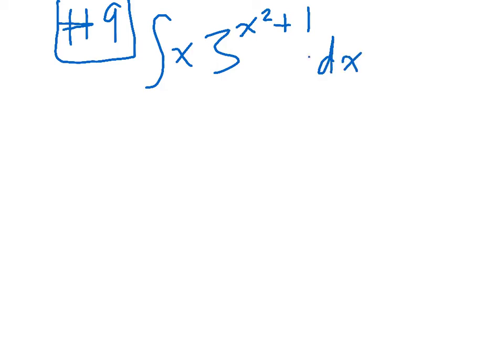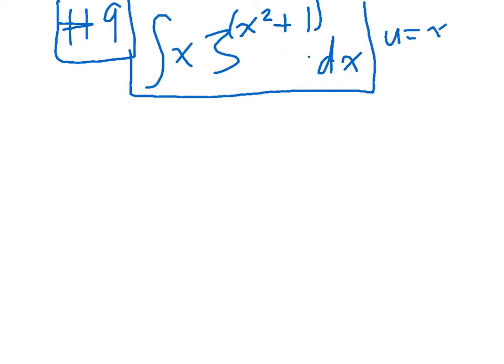Okay, so the first step is we have to find our u value, our u substitution. And so we look for our g of x, and we see that right here. This is 3 to the something, and that something is x squared plus 1. So our u value equals x squared plus 1. And now our next step is to find the derivative of that u value, du dx. And so that's going to be 2x.